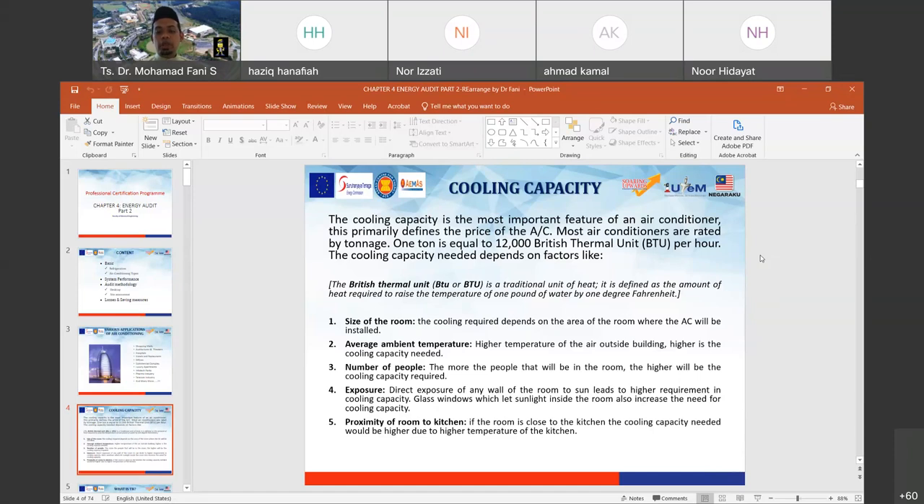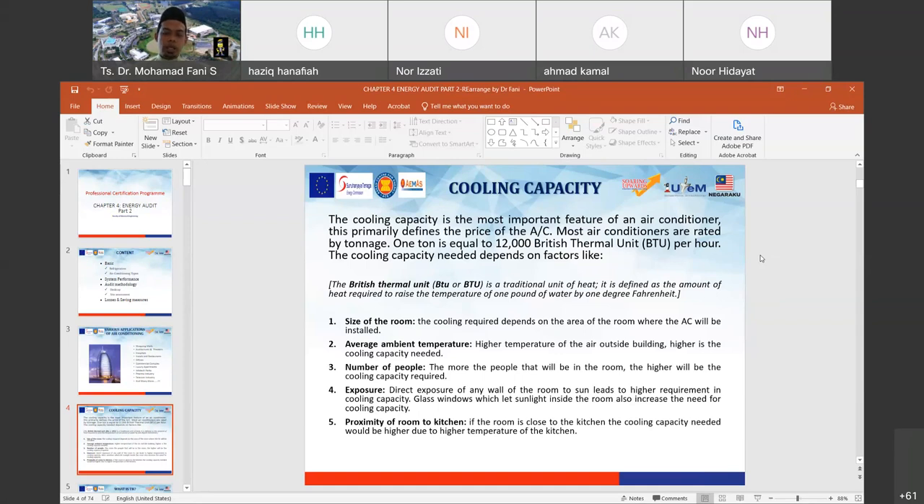Number of people. If you want to install an air conditioning system or aircon in your home later on, please consider the size of the room, the average ambient temperature, and so on. This one you can neglect, but for the third, number of people, you need to consider it. For example, in a master bedroom, you say there are only two people, not more than two. So by calculating the cooling capacity, you will buy an appropriate air conditioning system later on.